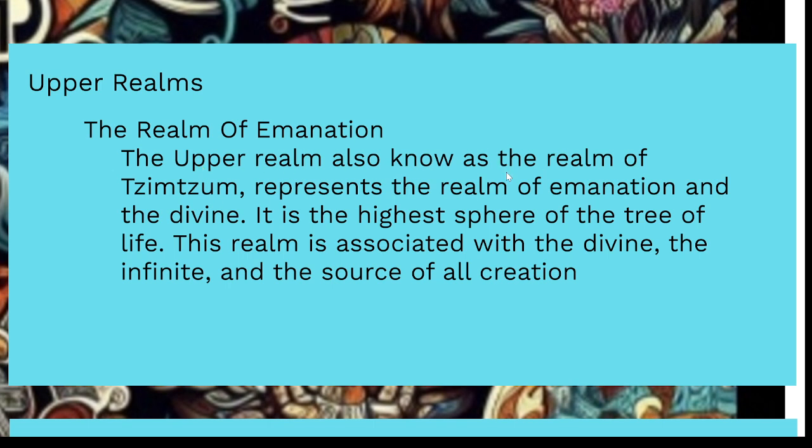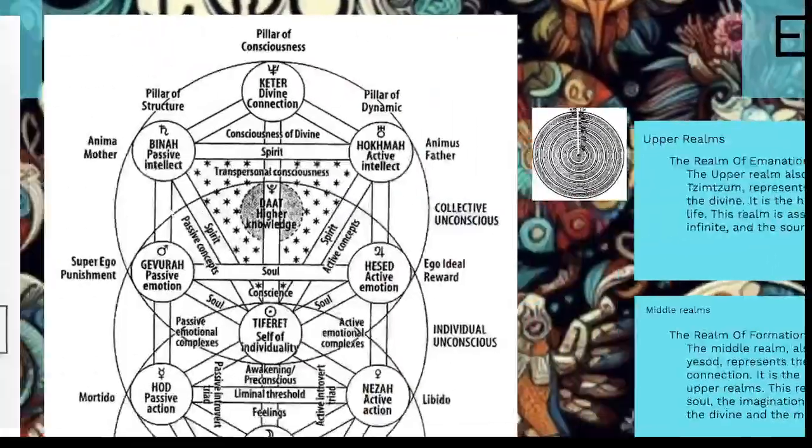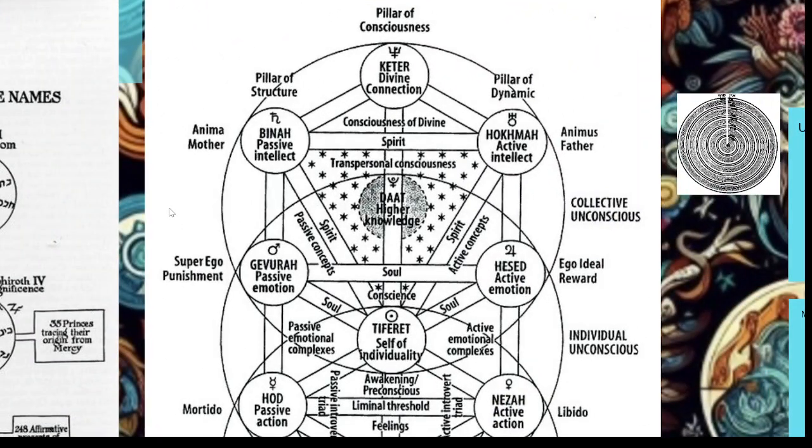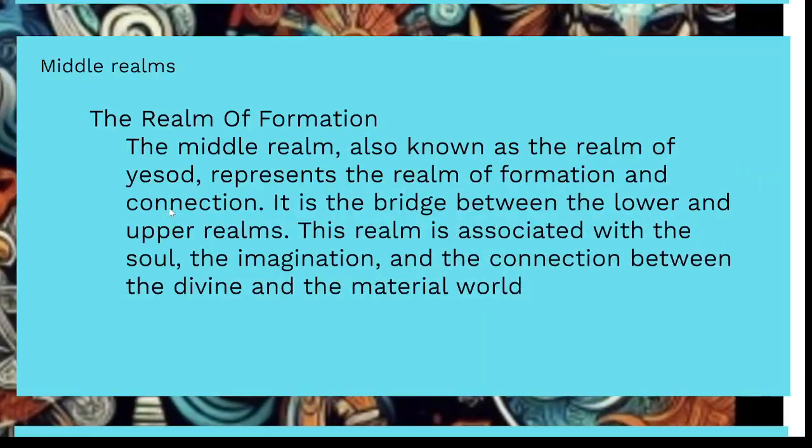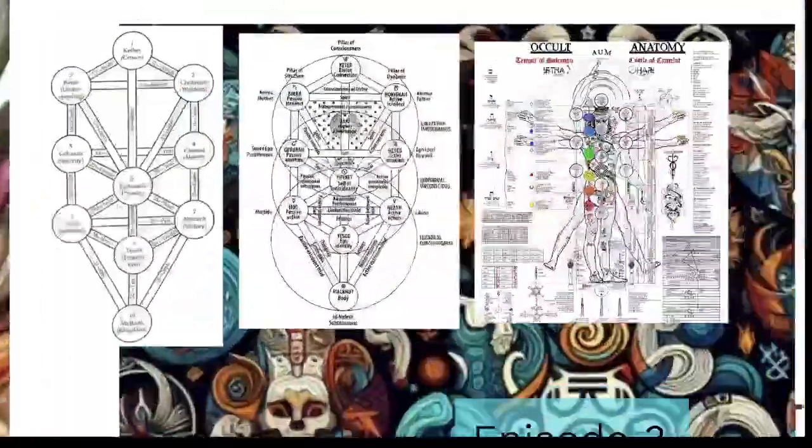The upper realm is known as the realm of, still can't pronounce this word, but this explains the circle symbol that I just went on and ran out. It's the idea of the contraction that creates the universe. It represents the symbol of the emanation and the divine. It is the highest sphere of the tree of life. This realm is associated with the divine, the infinite, and the source of all creation. Dope stuff, right? Okay, and that would pretty much give you the basis of what I wanted to cover for episode 2.